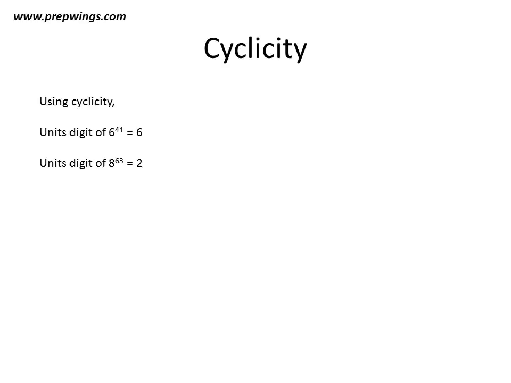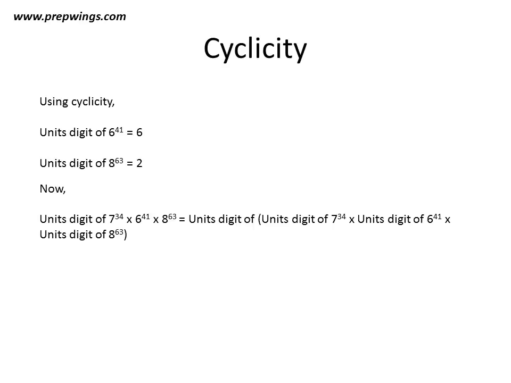Then we'll look at the units digit of 6 raised to power 41. Since we have seen before that 6 raised to power any number will always end in 6, the units digit of 6 raised to power 41 is nothing but 6. Then the units digit of 8 raised to power 63 can be found using the concept of cyclicity again, and the result comes out to be 2.